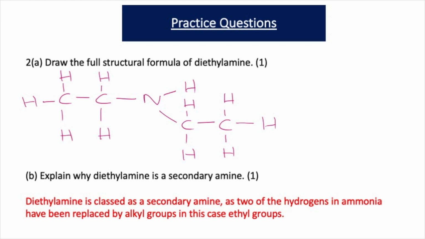And then for part B, it's asking you to explain why diethylamine is a secondary amine, and diethylamine is classed as a secondary amine because 2 of the hydrogens in ammonia have been replaced by alkyl groups, and in this case, ethyl groups. So you can see there are 2 alkyl groups attached to the nitrogen in this amine, and that's why it's classed as a secondary amine. So there's 1 mark for that.